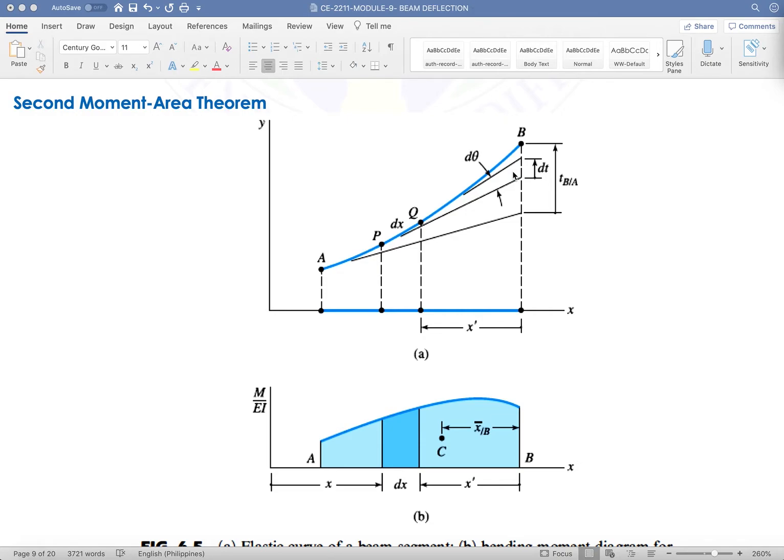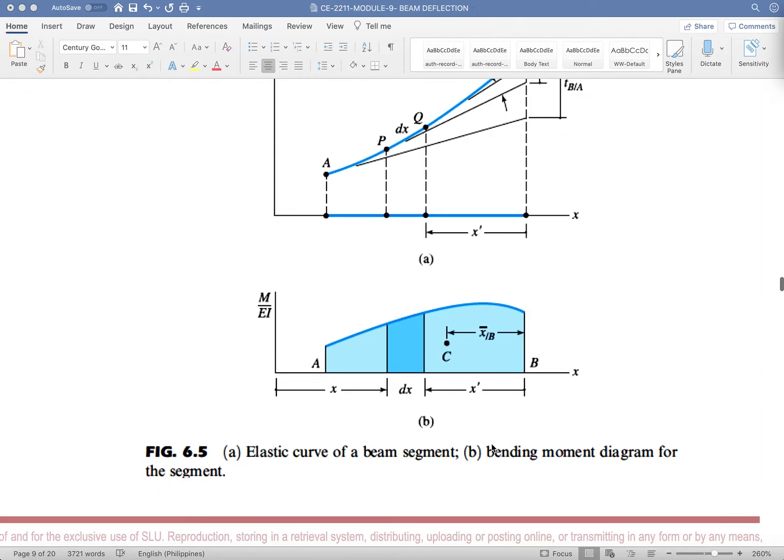For the second moment area theorem, you have here your elastic curve still, you have there your points P, Q, A, and B. This time, we are interested in the displacement between point A and point B, and we refer to that as the tangential displacement of B with respect to A. And this time, on your moment diagram, we are now going to involve a lever arm, x bar, with respect to B. Okay?